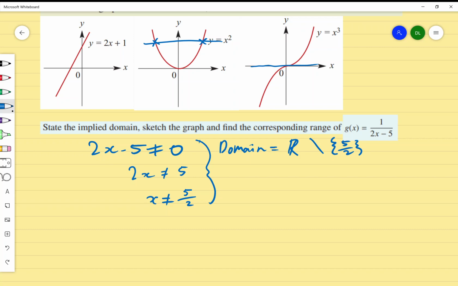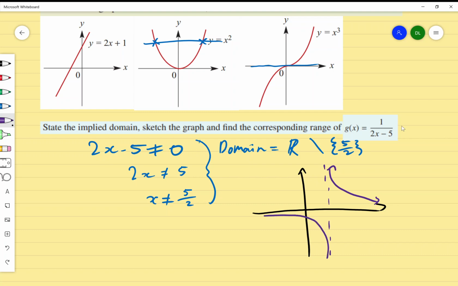That's the implied domain. Now, if you were to sketch this graph into your calculator, you would get a function that looks something like this. Like I mentioned, we haven't done this by hand yet, or learned to do this by hand, so don't stress about not knowing the shape of the graph. For now, just know how to sketch it into your calculator. We'll get a function like this. Now, ultimately, of course, we know that x cannot equal 5 over 2, so that value right there is where x equals 5 over 2.